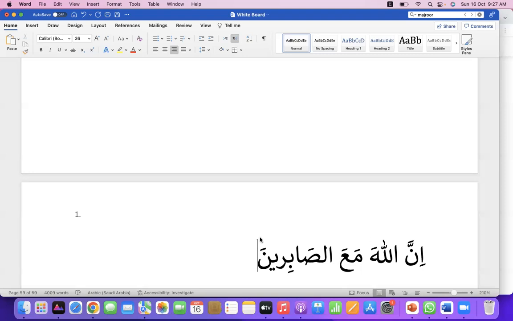Inna Allah ma'as sabirin. So you have inna and Allah. You might be thinking why this Allah, Lafzul Jalala, has a fatha sound. Why is it mansoob? Because it is followed by harf-e-nasab, inna. You see, a word does not change its state randomly. It changes its state based on some condition.